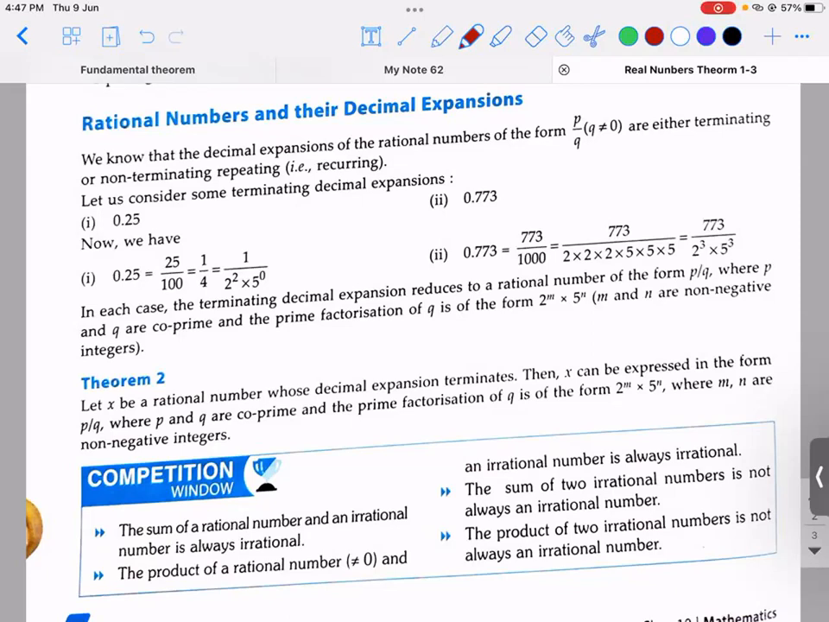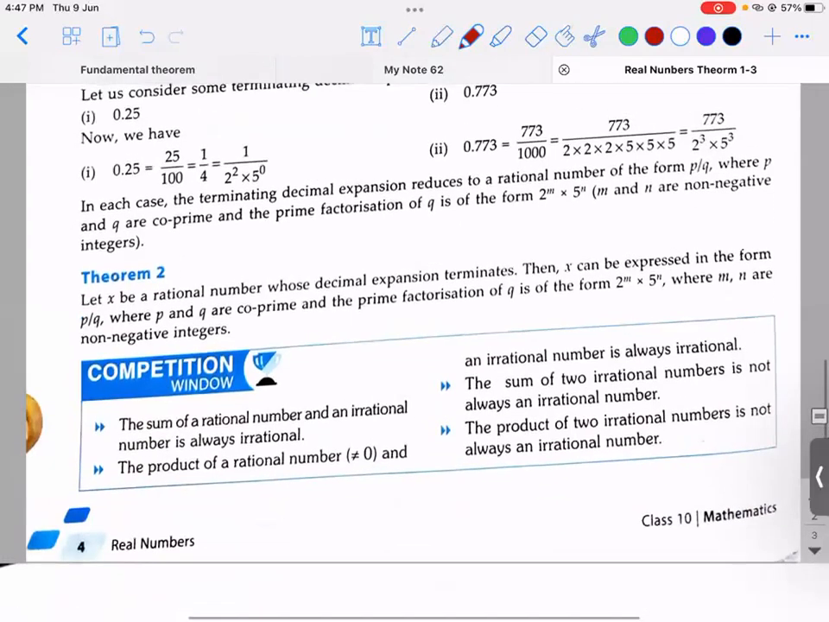But did you get clarity over the theorem? Okay. So shall we see theorem number 2? There are only 2 more theorems. With that, we are done with this chapter. So what is theorem number 2?